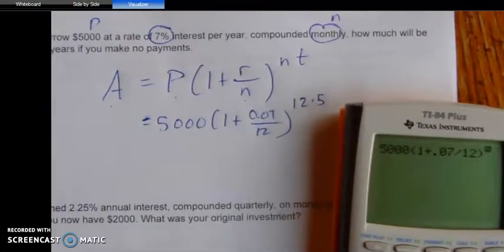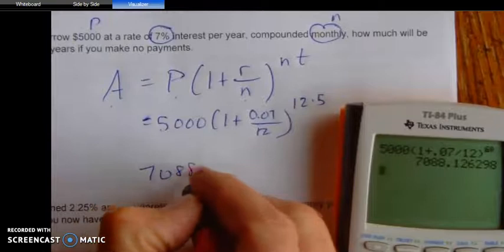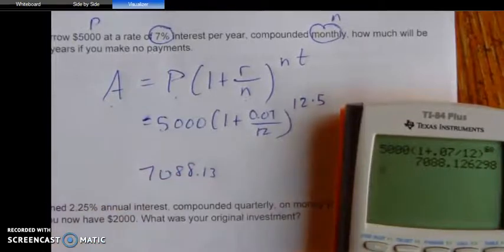I'll go ahead and do the 12 times 5, which is 60. So that tells me that I'm going to have $7,088.13 as my final payoff amount.